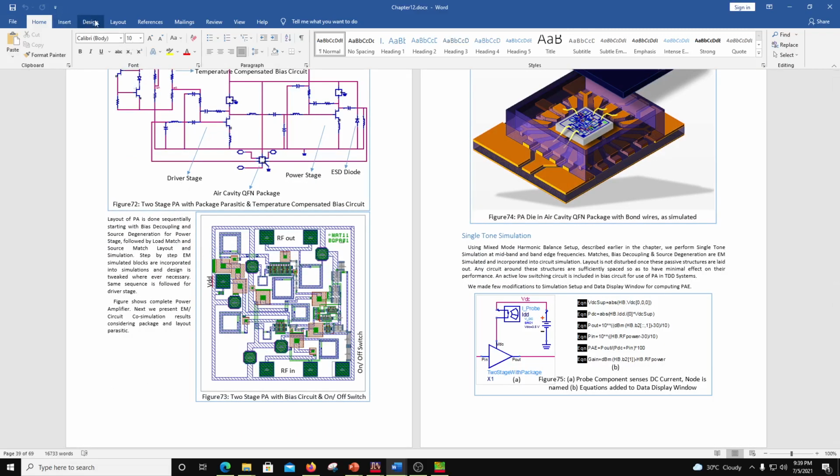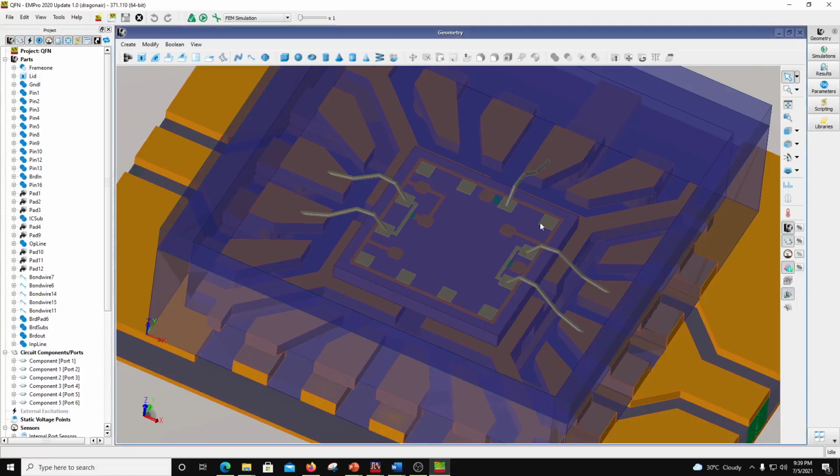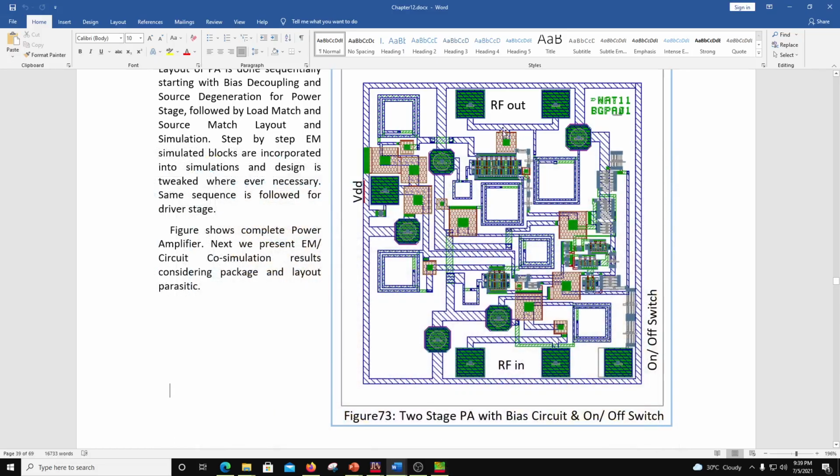So if I do a width, okay, so that's the IC, and that's the 3-stage IC. So you can see RF out on one side. Okay, so here is the RF out on the right side. Okay, so that's RF out.